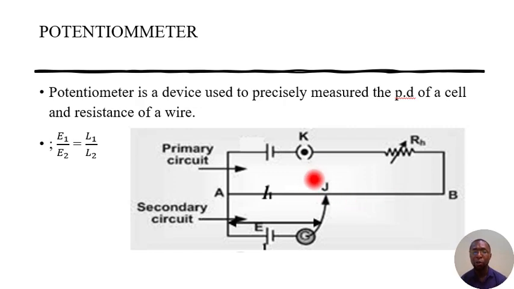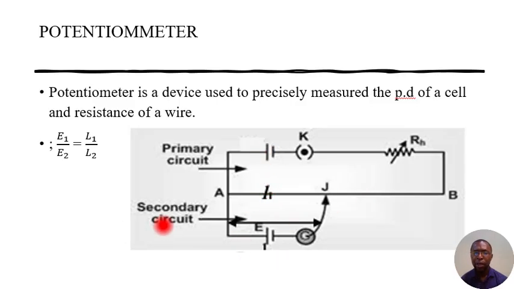In the laboratory, it has been verified that E1 over E2 equals L1 over L2, where E1 represents the EMF of the first cell and E2 represents the EMF of the second cell. L1 represents the initial length of the wire, and L2 represents the final length of the wire. At the end of the day, one of these will be unknown while the rest will be known, and you determine the unknown value using this equation. That is how you use the potentiometer. It consists of a 100 centimeter wire with a meter rule connected to it to get the measurement, and then you have 2 cells connected.